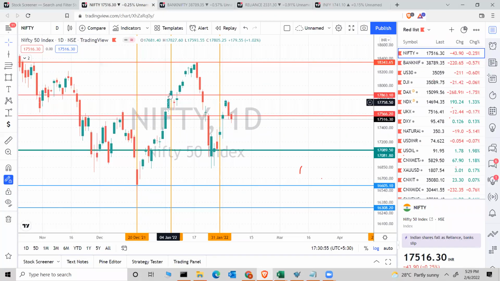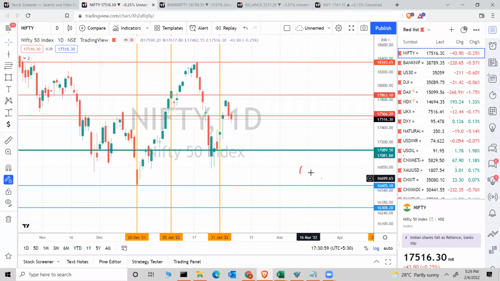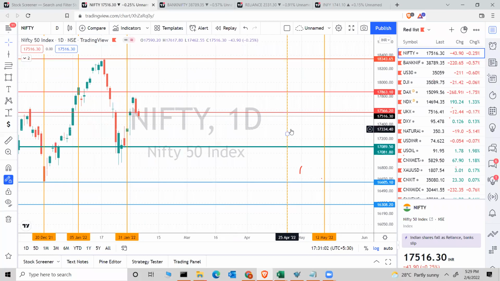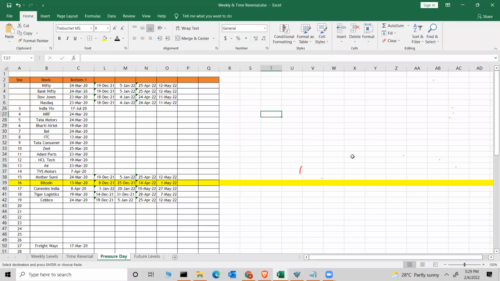Same thing on 5th, see, it has gone. Now next upcoming days are 25th and 12th May, which you can mark and see what happens on 25th and 12th May. Now let's see what happens on Bitcoin.